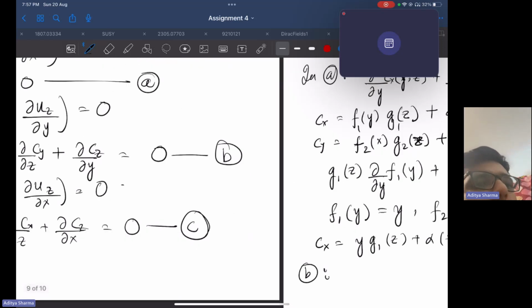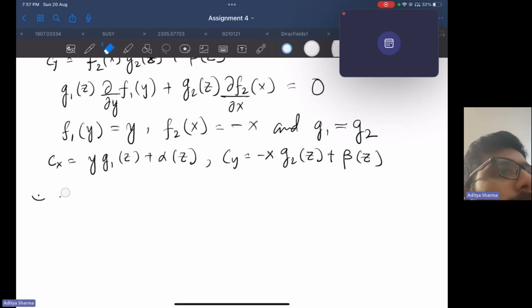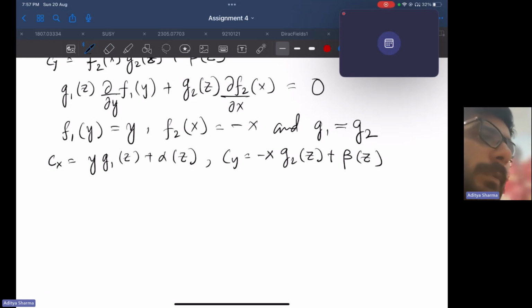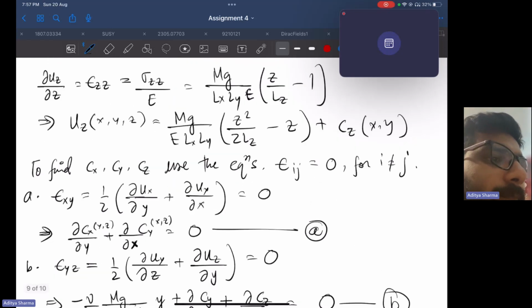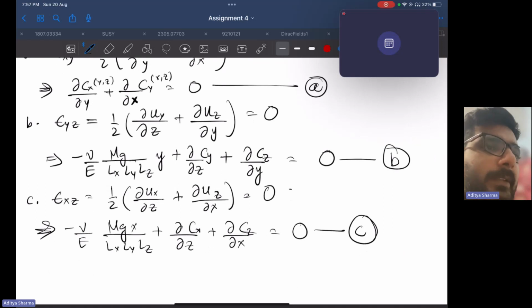Well, one should be subtle while adding the boundary condition. Okay, what one can do is, so this is YZ, this is XZ. Now we can put this thing in B and C. That is the first thing to do.